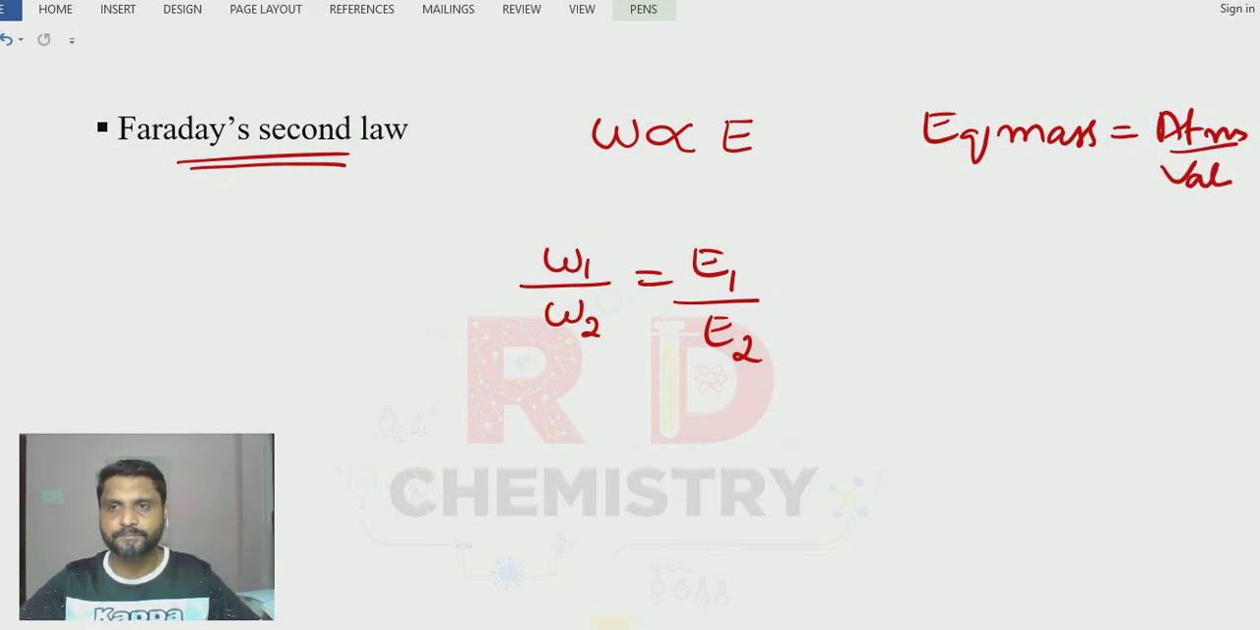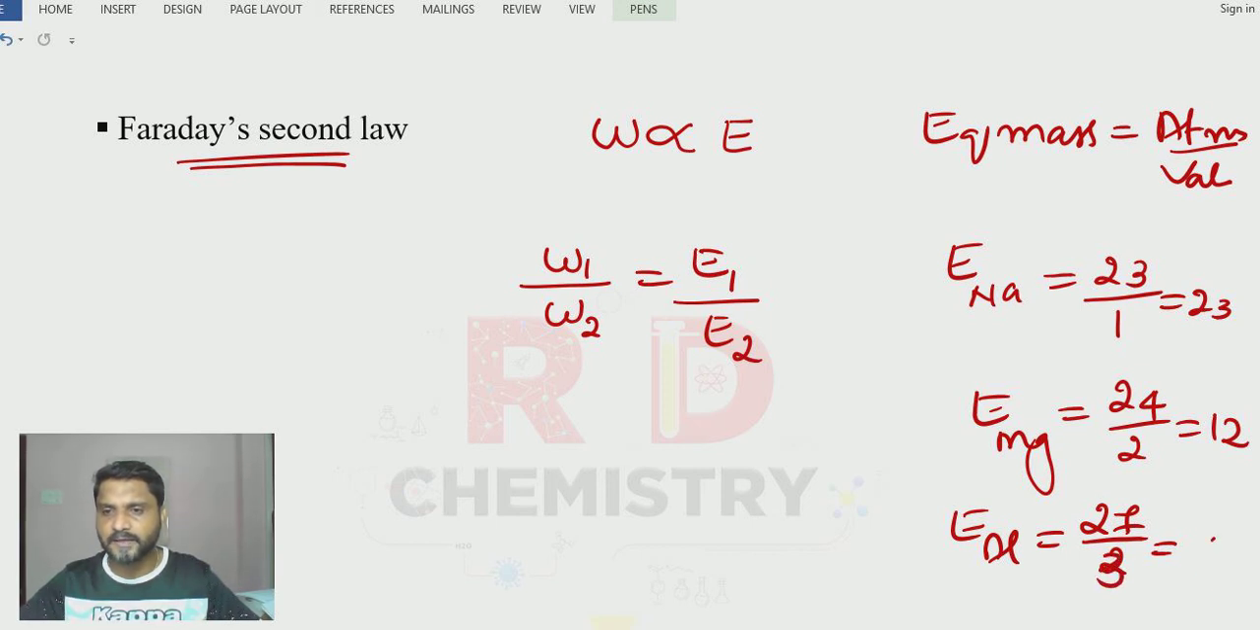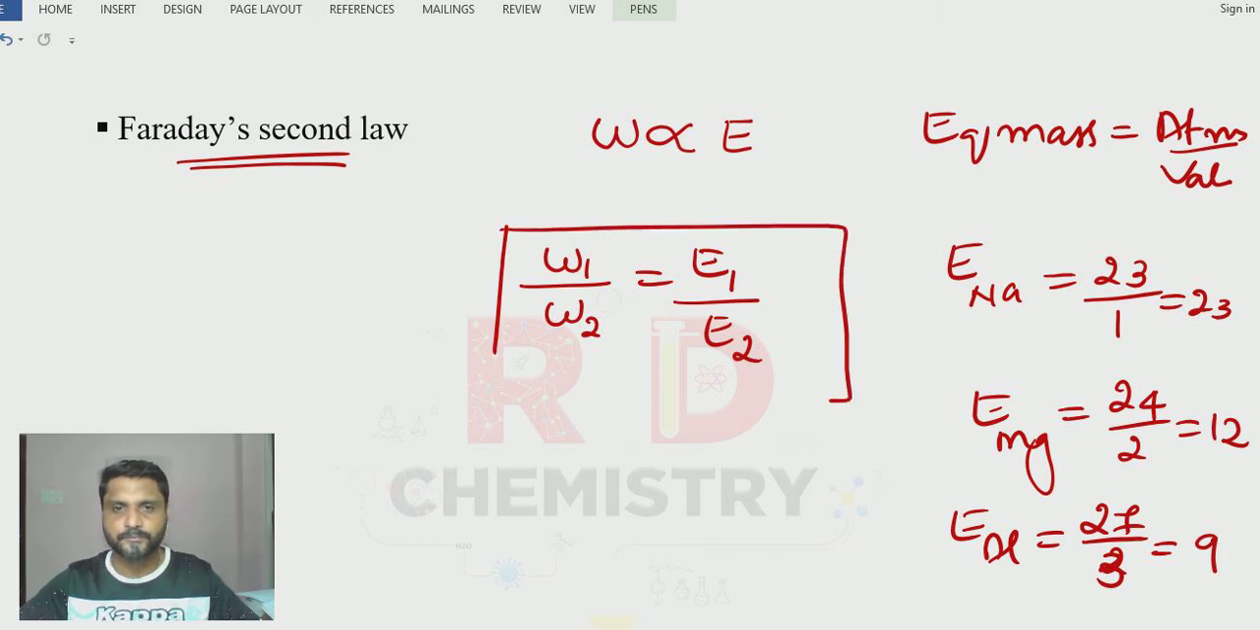For example, equivalent mass of sodium: atomic mass is 23, divided by valence of sodium, which is 1, so it is equal to 23 itself. If I want to calculate the equivalent mass of magnesium, atomic mass is 24 divided by 2, which is equal to 12. Similarly, equivalent mass of aluminum is atomic mass 27 divided by 3, since aluminum valence is 3, right? So it is equal to 9. Okay, so we can calculate like this, right?